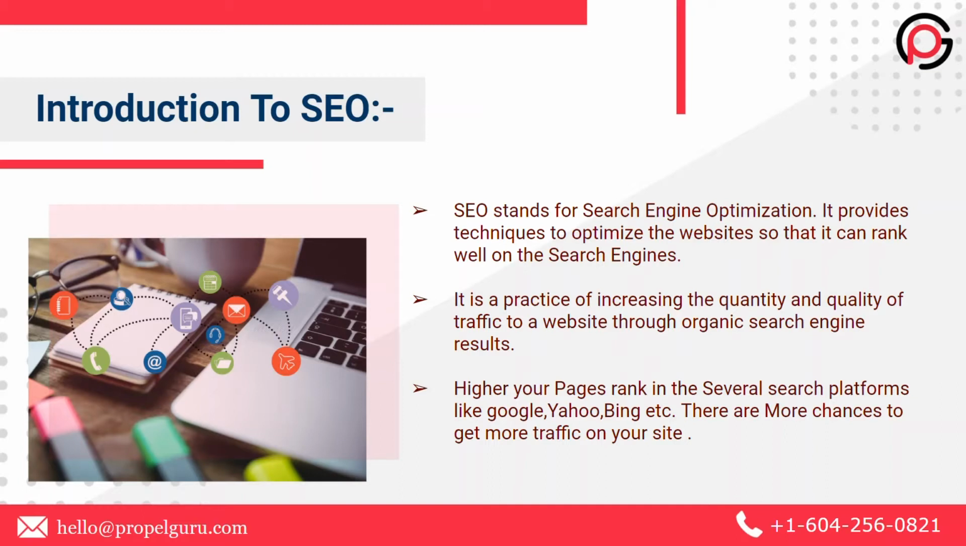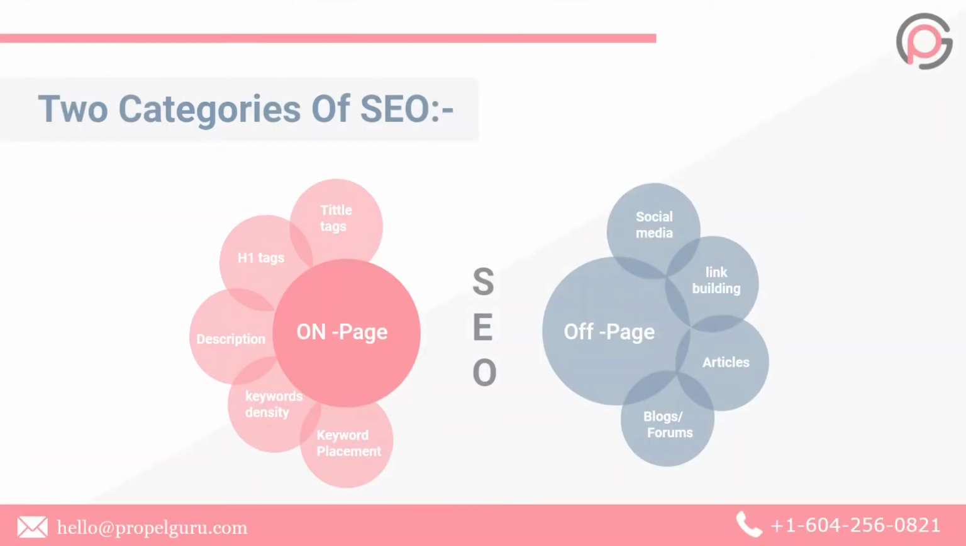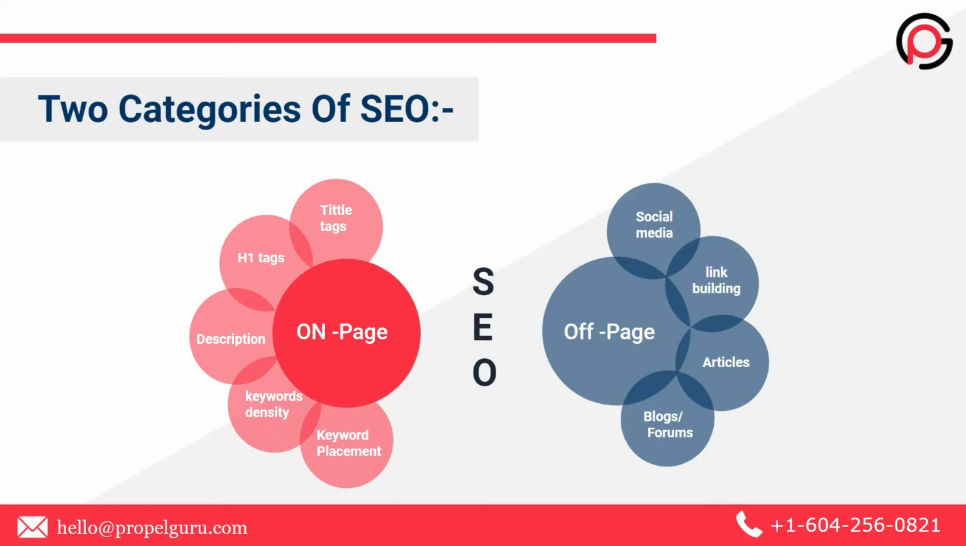Also, SEO is the practice of increasing the quality and quantity of traffic that might come to your website through several search engine practices like organic traffic, referral, or directly. The higher your pages rank in several search platforms like Google, Yahoo, Bing, etc., the higher are the chances to get more traffic on your site. Now moving on to the categories of SEO.